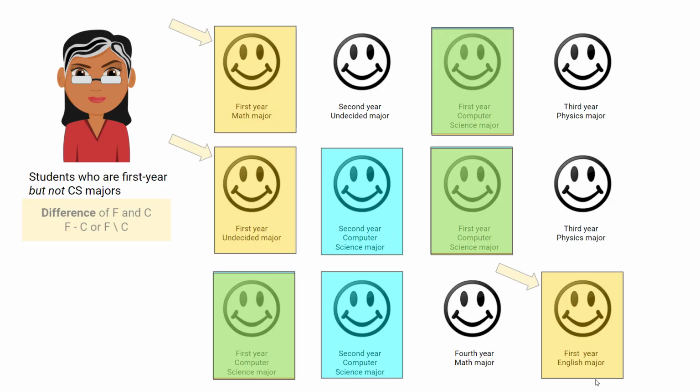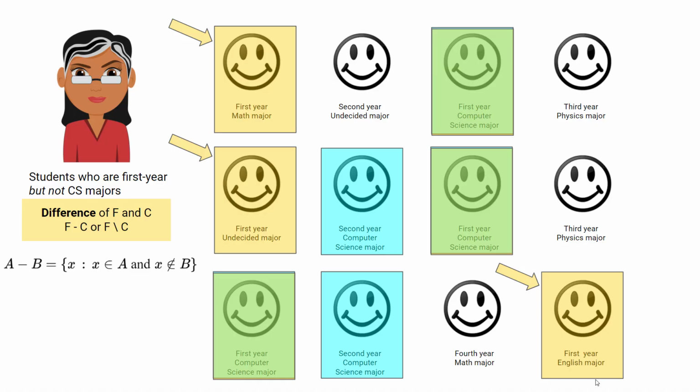In general, if A and B are sets, then the difference of A and B is written either with a minus sign or with a backward slash, and either way it's pronounced A minus B. This is the set whose elements are those that are elements of A and are not elements of B. In our class, we're looking for students who are first-year students, but not computer science majors. So that's F minus C, which in this case has 3 students in it.